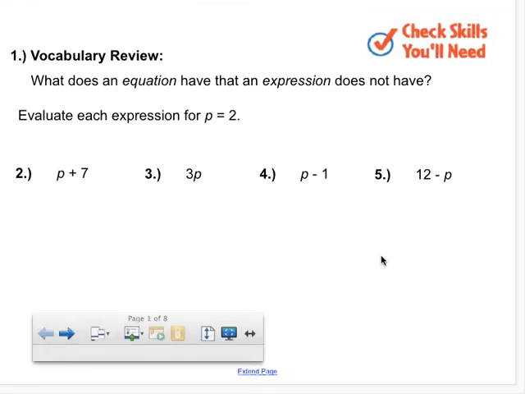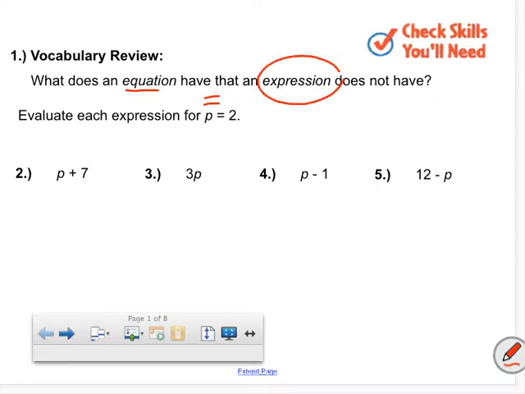Okay, this is Unit 4, Lesson 2. What does an equation have that an expression does not have? Can somebody answer that? Taylor? An equal sign. So I gave some hints this morning to the students, and they're having a hard time with it. I want you to think: equation, equal, okay? So there's an equal sign, right?